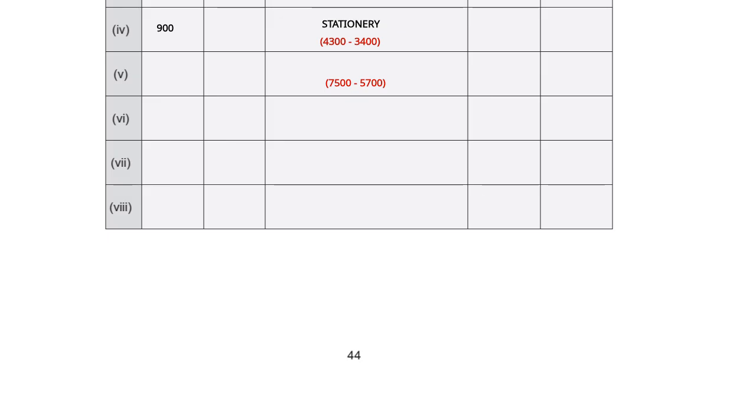7,500 minus 5,700 gives you a difference of 1,800 Rand, which we are going to credit. And in details, you will say credit amount too much debited.